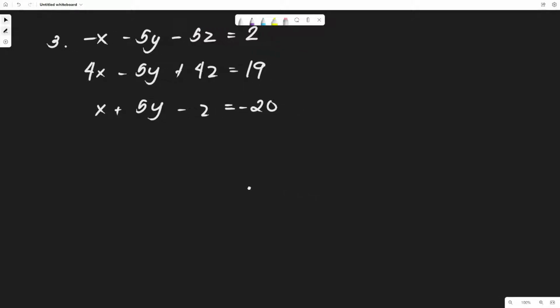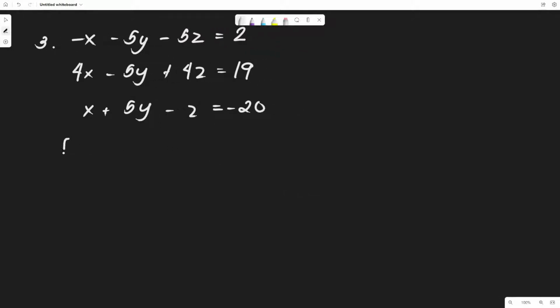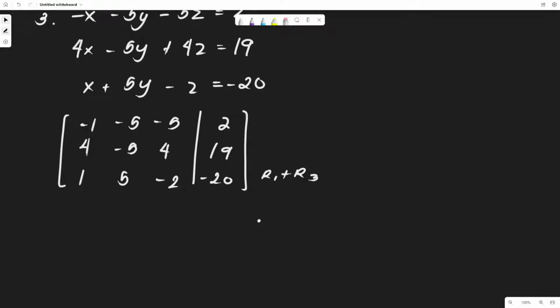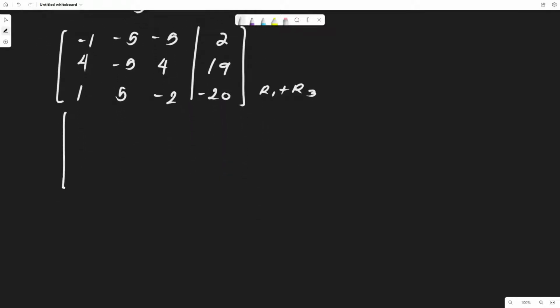Okay, so game. We have here, i-augment muna natin. So, we have negative 1, negative 5, negative 5, 2, 4, negative 5, 4, 19. Then, we have 1, 5, negative 1, negative 20. Okay, so R1 plus R3 na lang, para mas mabilis. Ayan. So, we have here negative 1, negative 5, negative 5, 2, 4, negative 5, 4, 19.